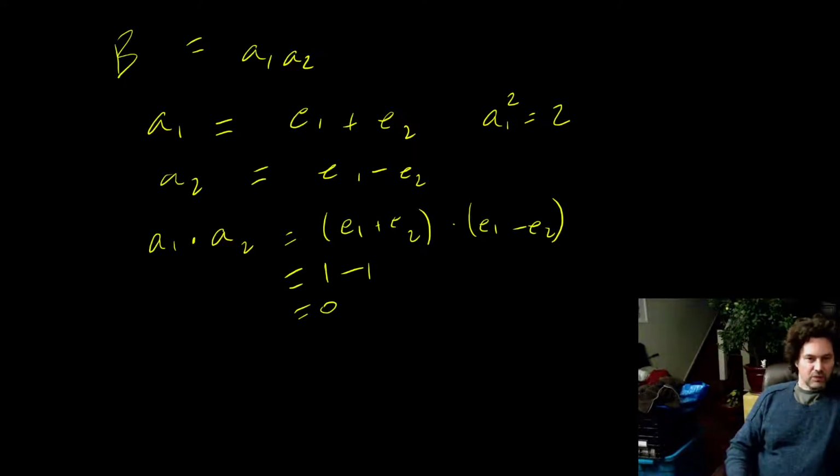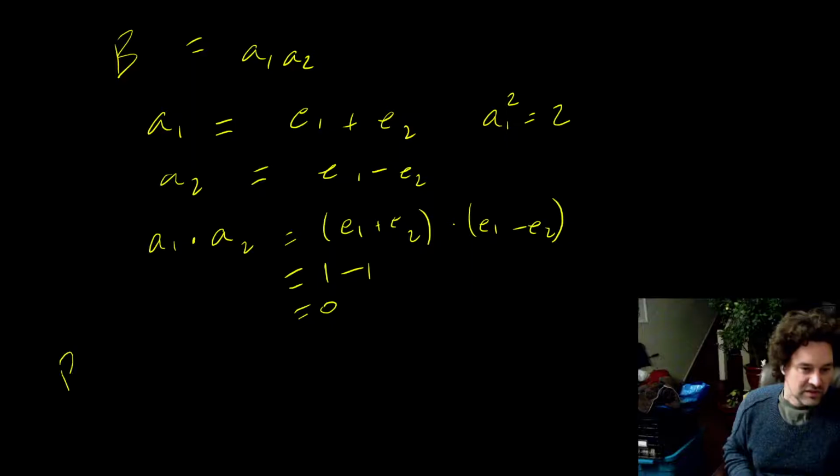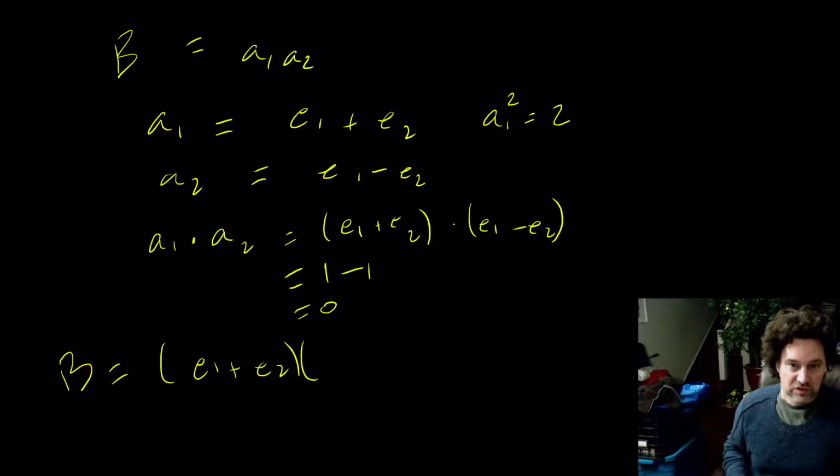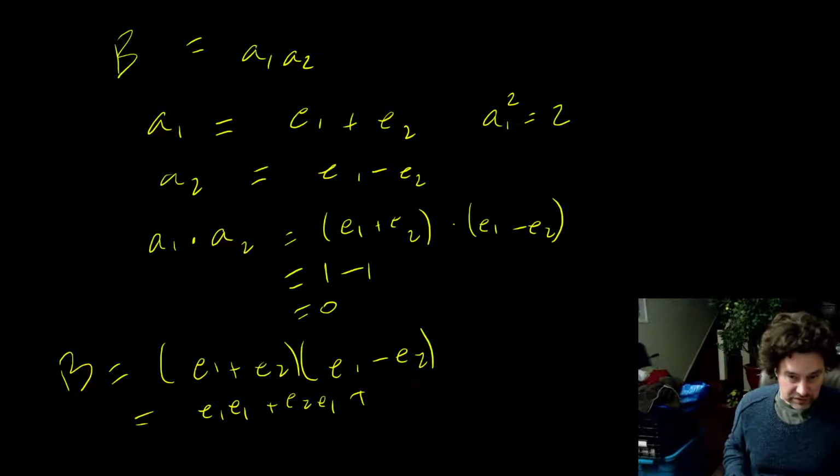So what happens when we make this substitution? Let's see. So we have E1 plus E2 times E1 minus E2. So we have E1 times E1, plus E2 times E1, plus minus E2 E2, and the other term, E1 times minus E2, there it is.